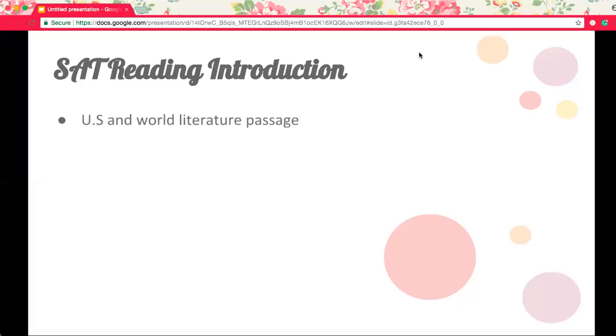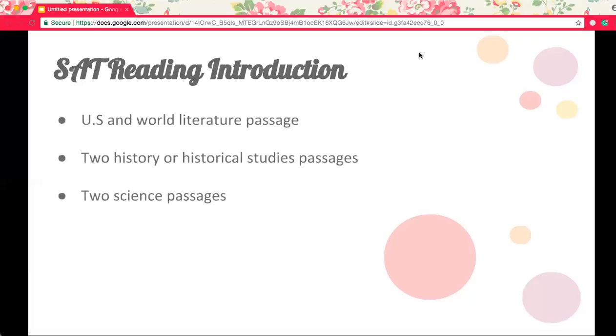As I said, in an SAT test, you will be required to read 6 passages: 4 single passages and 1 pair of passages. So what subjects and topics are usually included in an SAT reading? The first one is the US and world literature passage, which is the literature adaptation that I was just talking about, and which is also the key of today's class. And then we're going to read 2 history or historical study passages and 2 science passages.